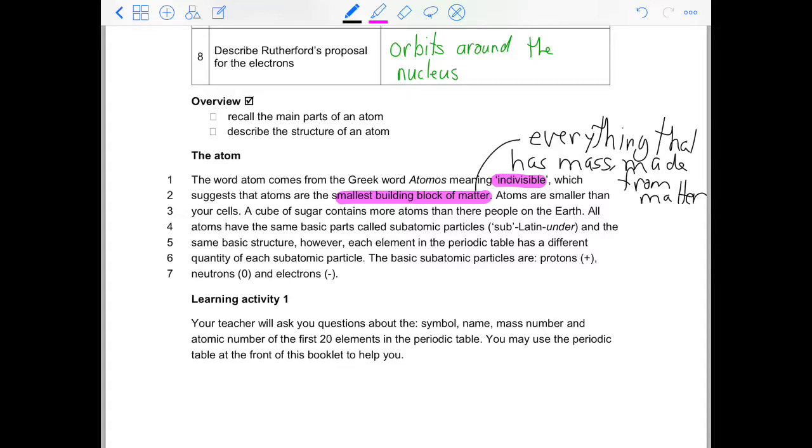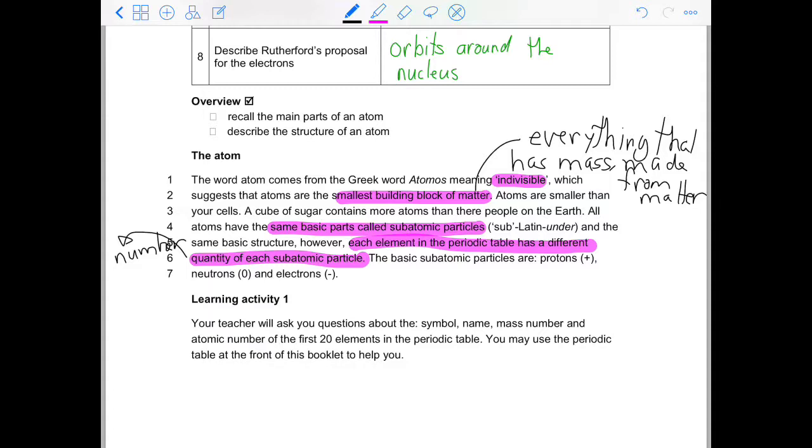All atoms are made from the same basic parts called subatomic particles. If you think of submarine, it goes under the water, so subatomic means under the surface of the atom. The same basic structure. However, each element in the periodic table has a different quantity of each subatomic particle. You might recall quantity is a scientific word for number. So each element has a different number of each of the subatomic particles.